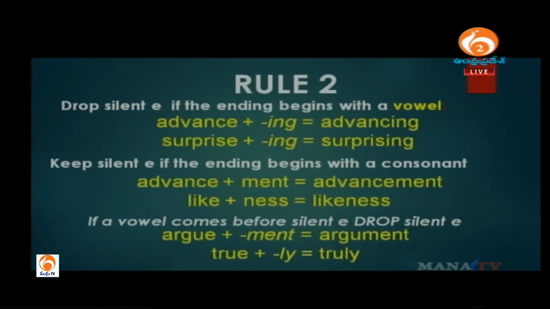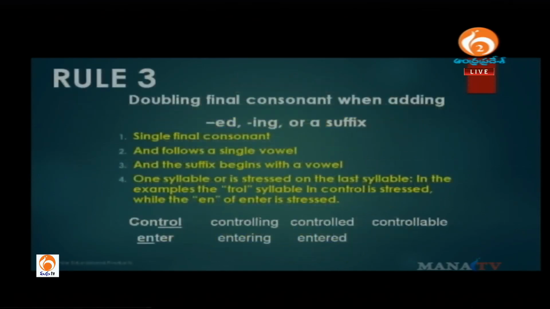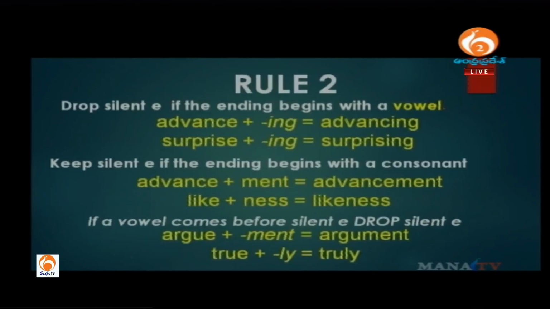Rule number 2 says, drop silent E if the ending begins with a vowel. What do I mean by that? For example, if I have the word advance, I am not pronouncing that as advance-ee. If I have a word surprise or cause, I do not say surprisey or causey, right? So E is silent at the end of the word. So it says drop silent E, that's a letter, if the ending begins with a vowel. Okay.